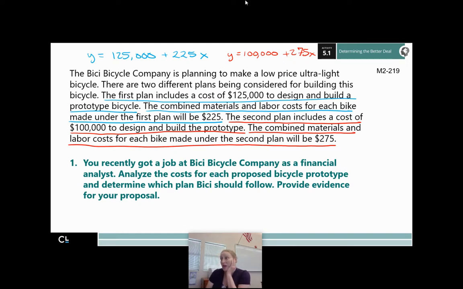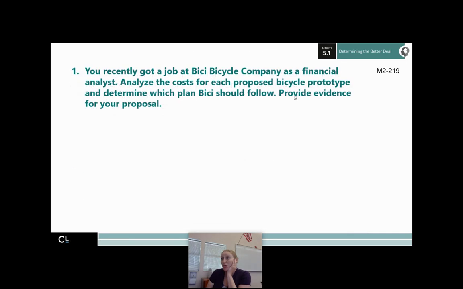So I now have a system of equations, don't I? Now I rewrote it a little bit. So I had my slope in front and I have my y-intercept at the back. But there's plan A, here's plan B. It's actually first plan, second plan, but you get the idea. So let's solve this. Let's see where they intersect and see if we can use that to help us figure out which one is the better deal.